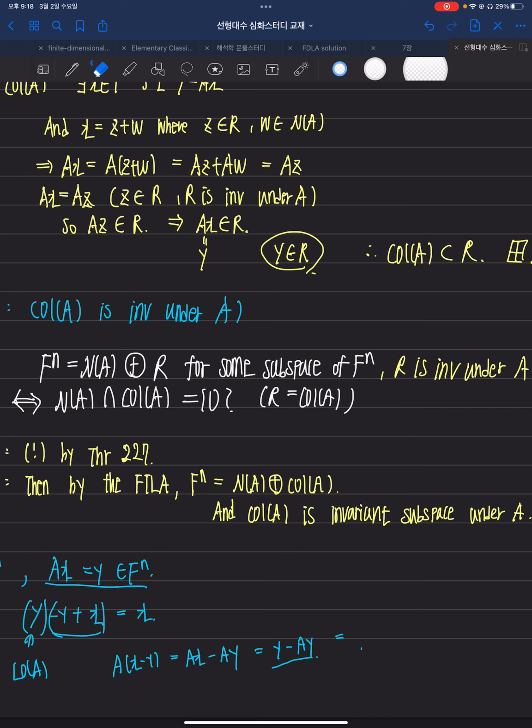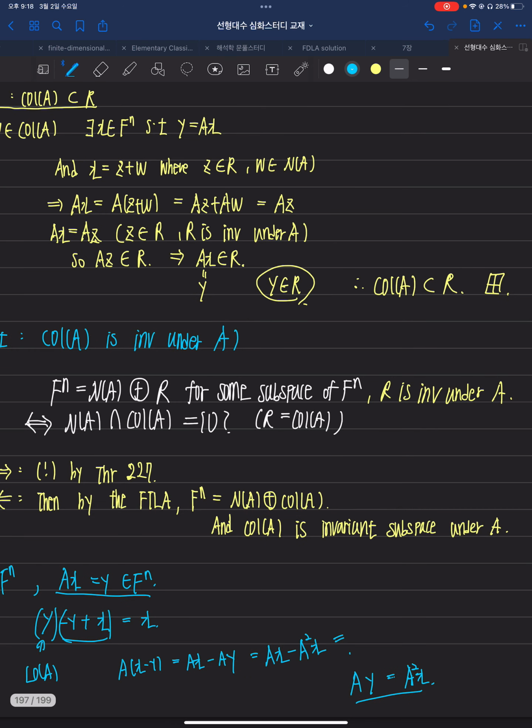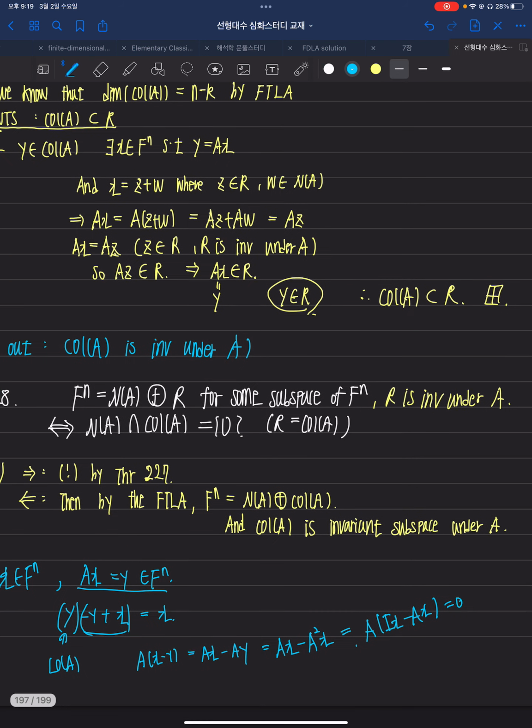Ay는 기본적으로 A제곱 x예요. 이걸 조금 편안하게 A I x-A로 바꿀 수가 있겠죠. 이게 0인 걸 보여야 하는데, 절대 0 같지가 않거든요.